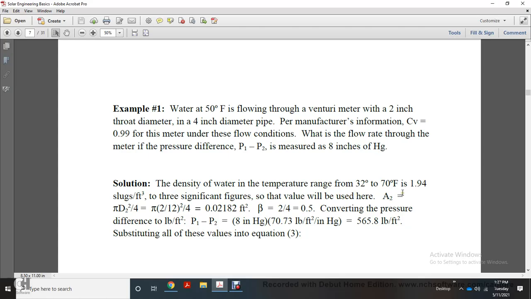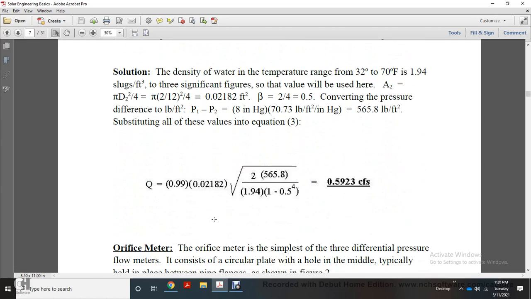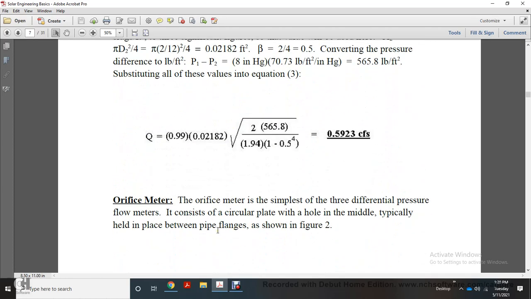The area A2 is equal to pi times diameter 2 squared divided by 4, which is pi times 2 over 12 squared divided by 4, equal to 0.02182 square feet. Then beta is equal to 2 divided by 4, equal to 0.5. Converting the pressure differential to pounds per square foot, pressure 1 minus pressure 2, 8 inches of Hg times 70.73 pounds per square foot per inch of Hg, is 565.8 pounds per square foot. Substituting all the values into equation 3 shows the calculations.